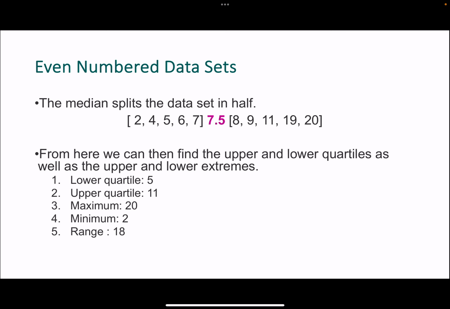So it splits the data set in half. So now I put it there, and this is my Q1, and this is my Q3. In this case, my lower quartile is 5. My Q3 is 11. My maximum is 20. My minimum is 2. The range is 18, right? So I can do a box and whiskers for this also.